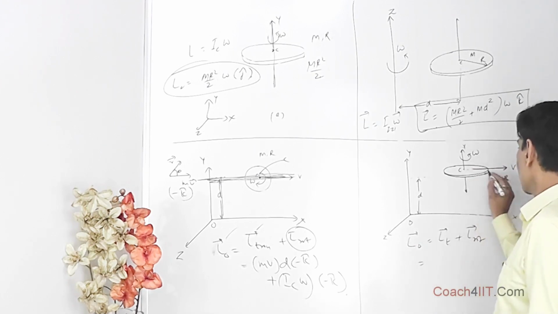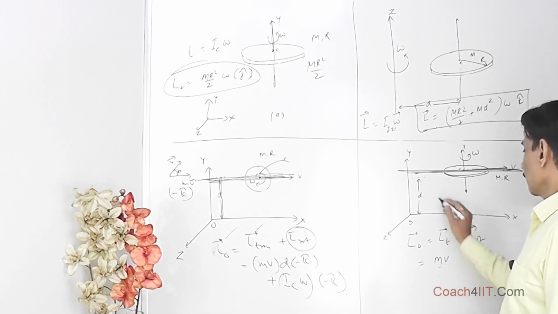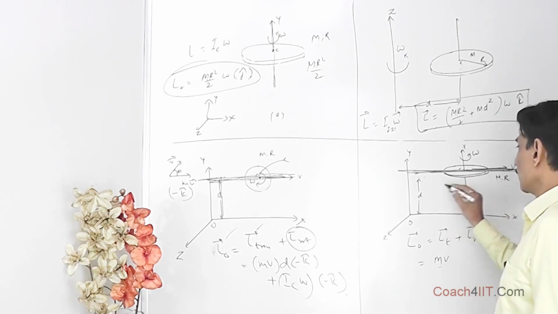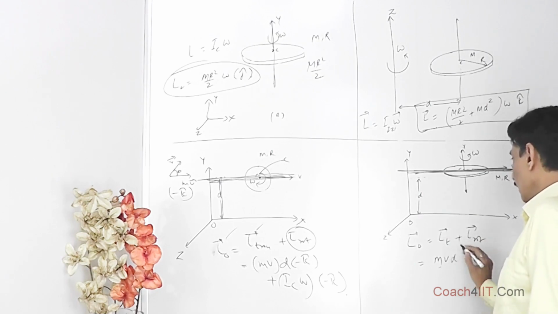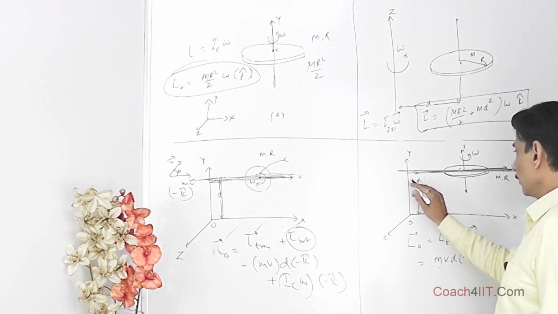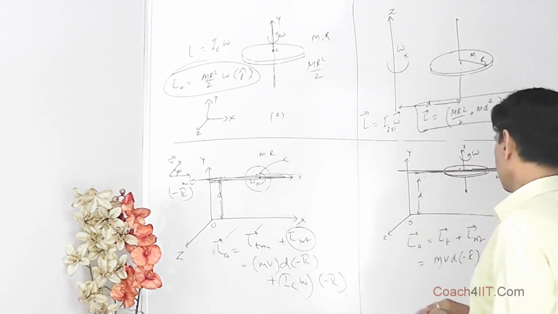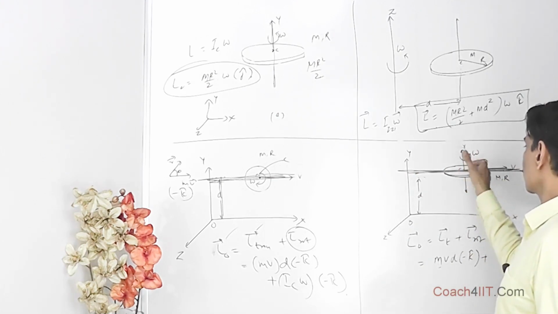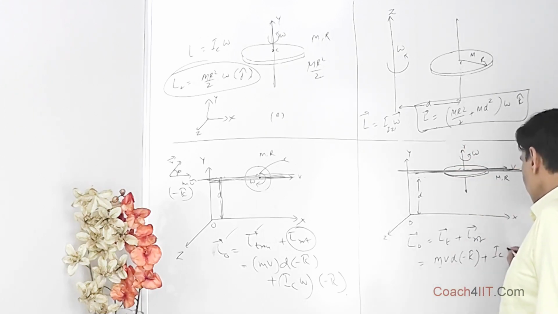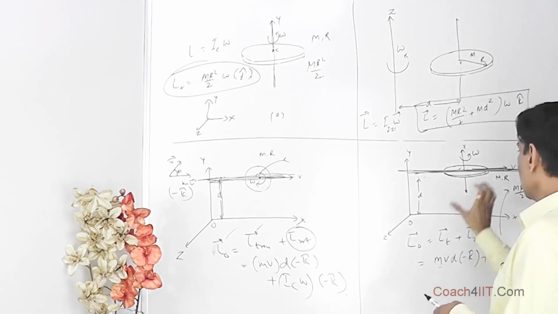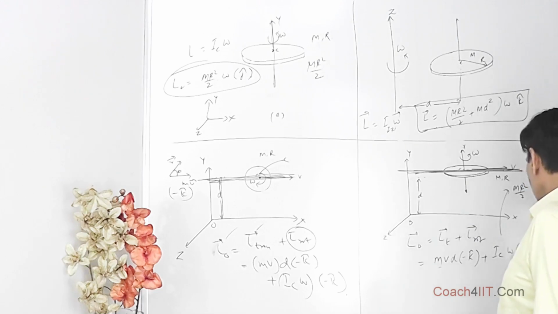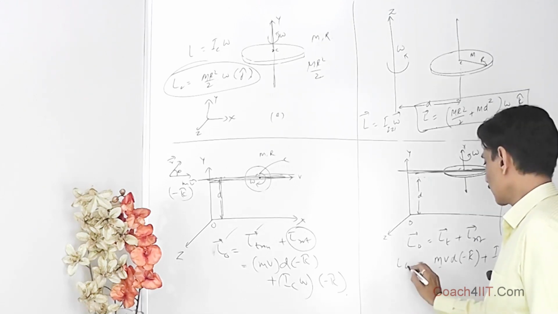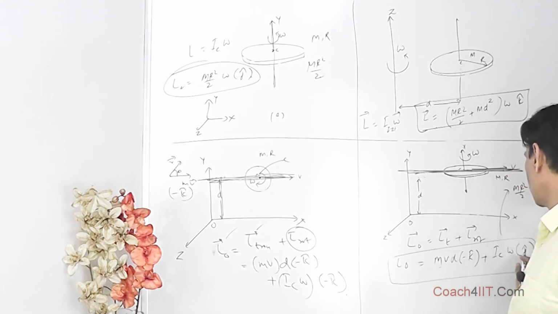L because of translation is momentum mv into the distance between the line of momentum and this axis, d only. And what is the direction? On the same lines, it is minus k cap, that is into the plane of paper, plus the angular momentum of this rotation. Now this is rotating about the y-axis, so I omega is in this direction. So it is going to be IC, where IC is mr square by 2. IC into omega, but now it is j cap. So it is going to be plus j cap. So this is L about O. Over here we have k cap also, and we have j cap also.